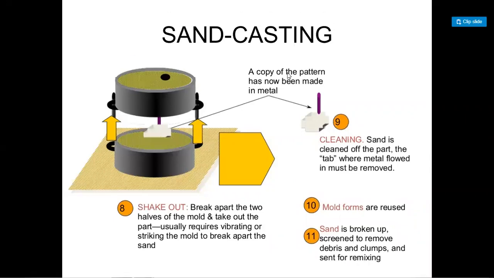It should be cooled to room temperature. After the completion of the process, we can take out the pattern. So the ninth step is cleaning. Cleaning means sand is cleaned off the part. The tab where metal flowed in must be removed. After completion of this casting process, our pattern should be cleaned.